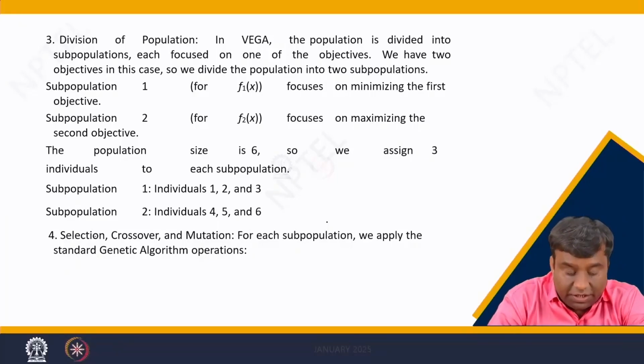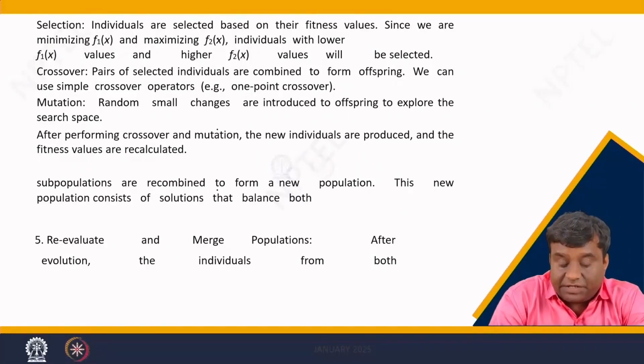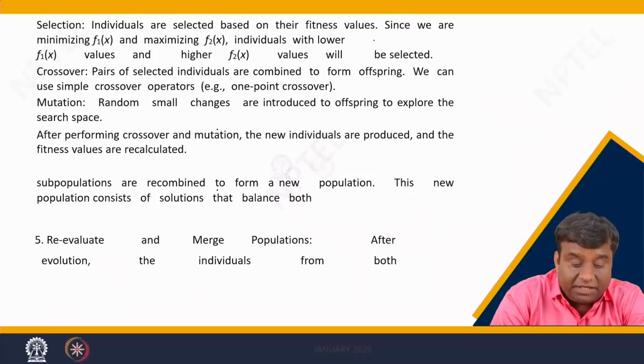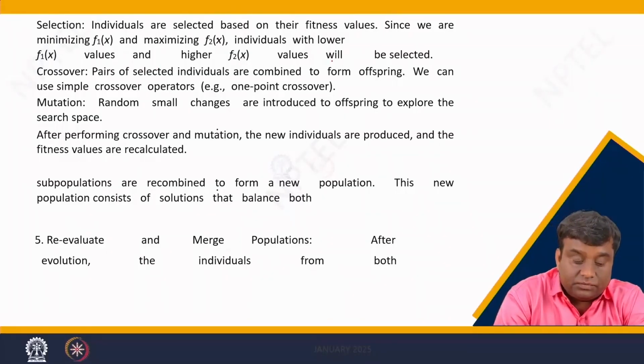Now we need to do selection, crossover and mutation for each subpopulation. We apply these standard genetic algorithm operations. Selection: individuals are selected based on their fitness values. Since we are minimizing f1x and maximizing f2x, individuals with lower f1x values and higher f2x values will be selected. Next is crossover. Pairs of selected individuals are combined to form offspring. We can use a simple crossover operator, that is the one point crossover technique. So you know these things. Mutation: random small changes are introduced to offspring to explore the search space.